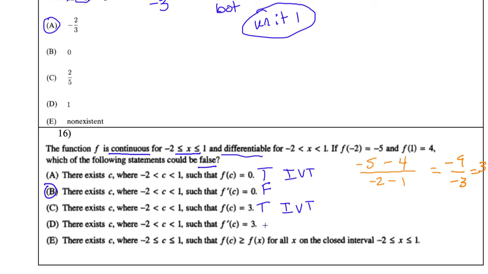F prime of C, that's true by MVT. MVT states that it is indeed equal to 3 over here. And this is EVT. This is guaranteeing a maximum, EVT. The definition of this thing right here is a max. So the correct answer is B.